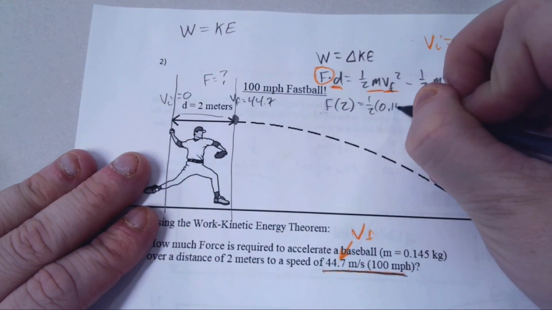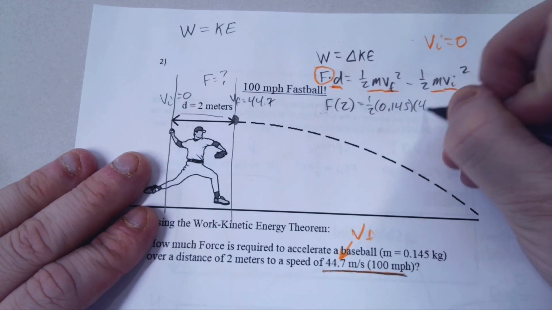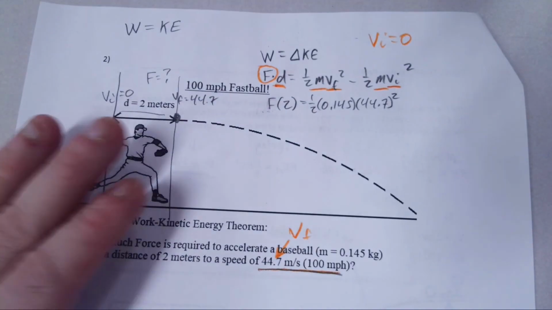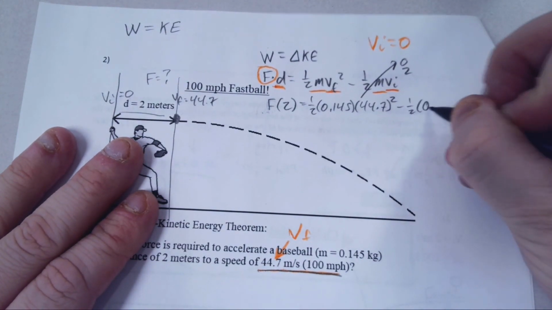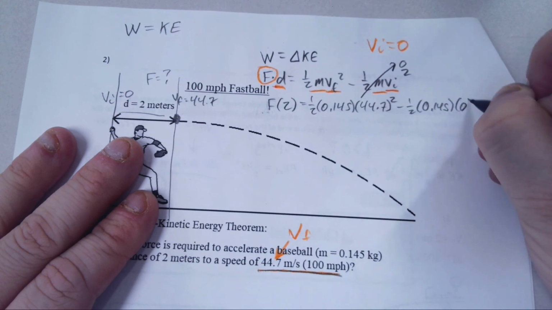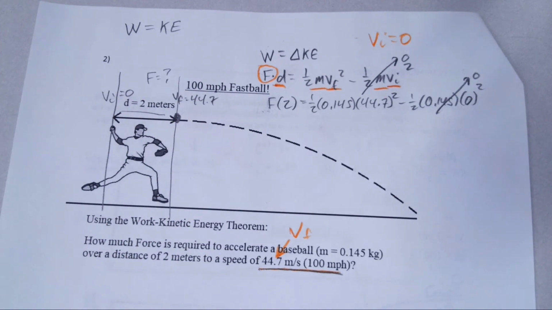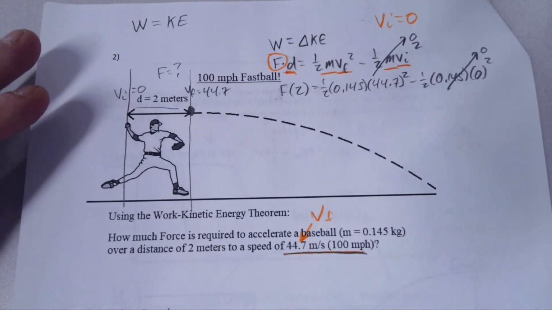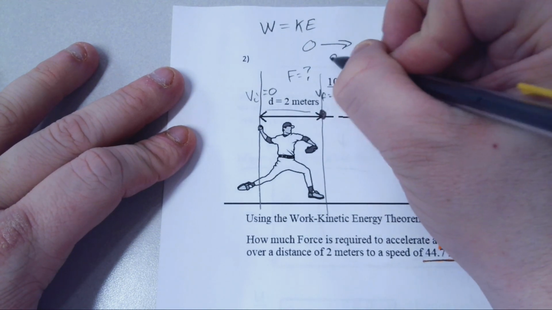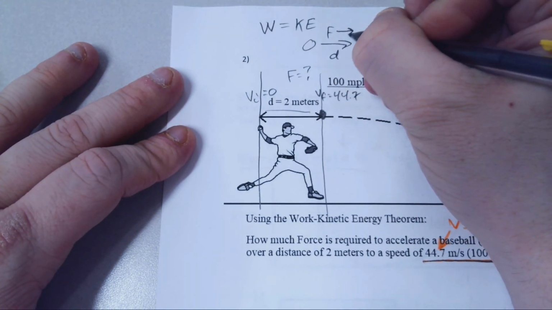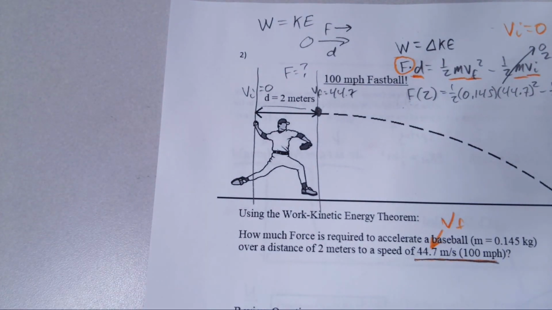So, 44.7 squared. You could just recognize that the initial term goes to 0, if we wanted to be official and write it out. And since it's increasing its kinetic energy, it's increasing its speed, that would be a positive work. The force is being applied in the direction that it's traveling. It's speeding it up. Think about it here. The baseball is moving this way. The force being applied is also this way. We talked about how, if those are parallel to each other, then it's positive work.